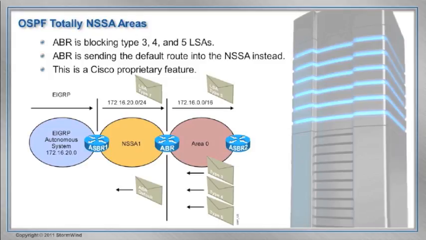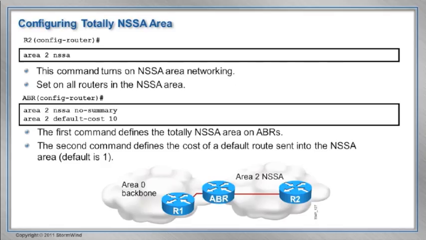By the way, a totally not-so-stubby area? Well, here's where we're using the no-summary keyword with the not-so-stubby area configuration, and sure enough, we are blocking the type 5s, but we're also blocking the type 3s again, and we're still able to inject these external prefixes into that area utilizing the special LSA type of 7. So pretty cool. Here is a look at the NSSA configuration.